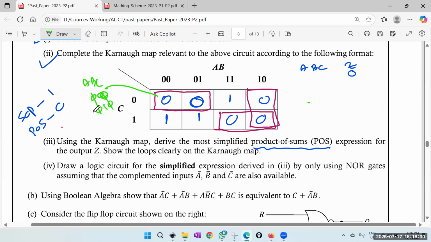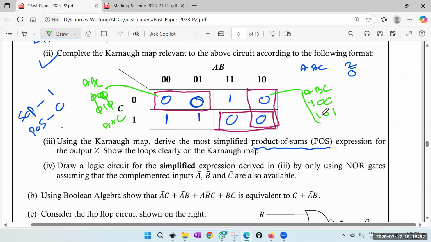Ones are bar. Okay. So remember this is POS. So therefore zeros are as it is. This is A plus C. B has changed. So what about this? A, B, C. This one is 1, 0, 0. This one is 1, 0, 1, ABC.